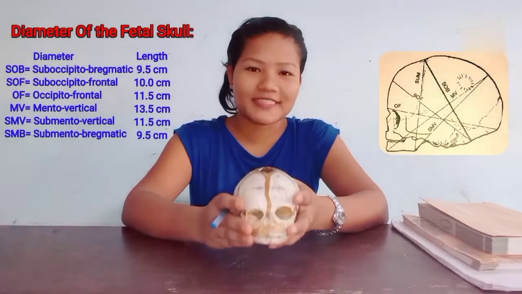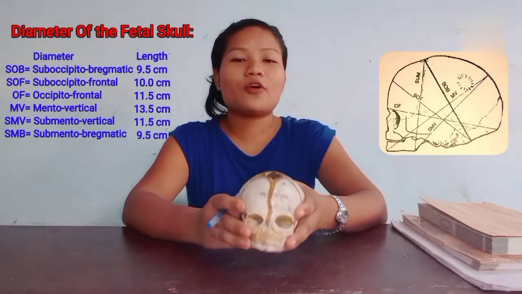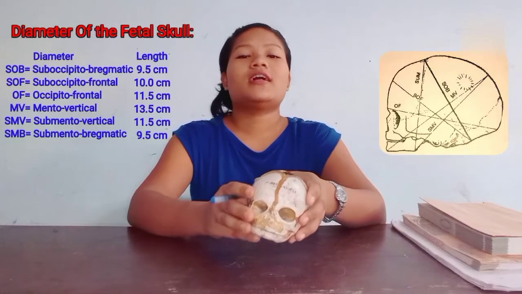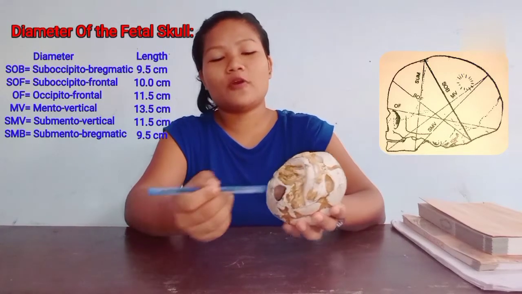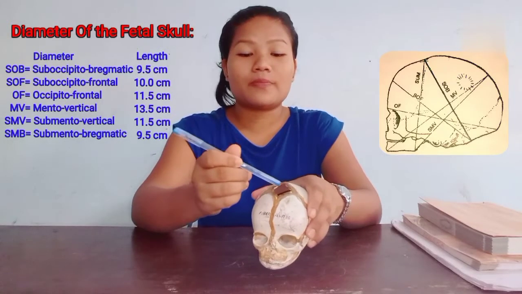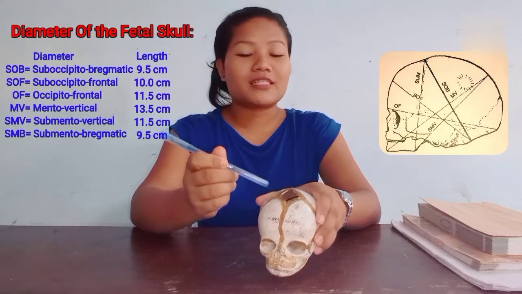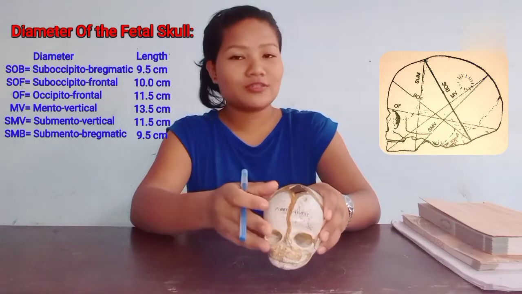Diameters of the fetal skull. Now you see the diameters of the fetal skull. Suboccipitobregmatic extends from the nape of the neck to the center of the bregma, or anterior fontanelle. Its measurement is 9.5 cm.